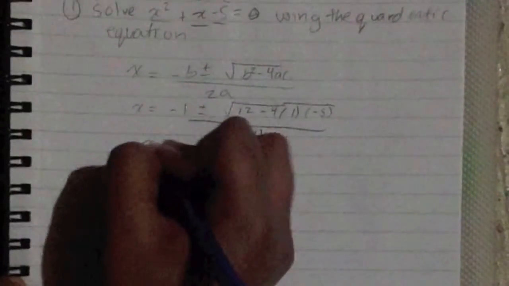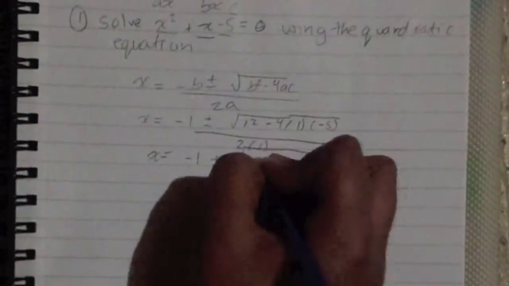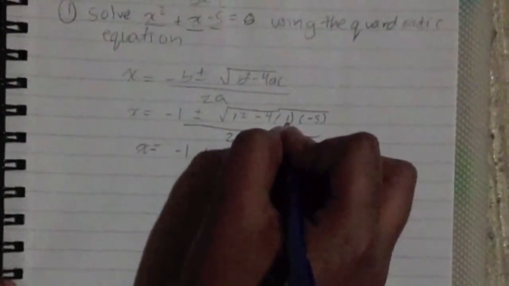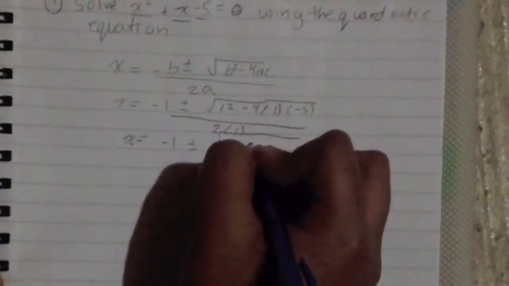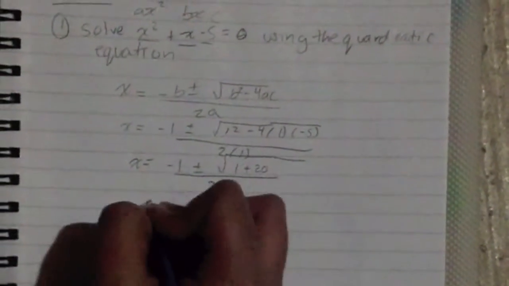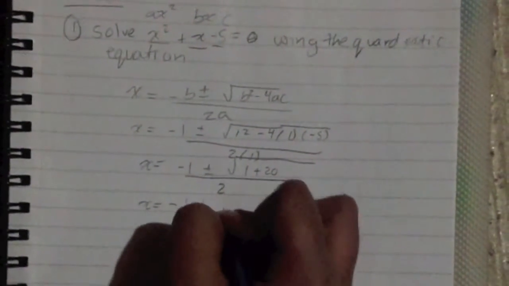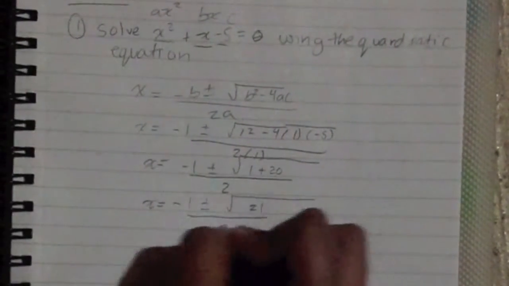So now x is equal to negative 1 plus or minus the square root, 1 squared is 1, and then negative 4 multiplied by 1 is negative 4. Negative 4 multiplied by negative 5 is equal to 20. So you're going to have 1 plus 20 all over 2. X is equal to negative 1 plus or minus the square root of 21 over 2.